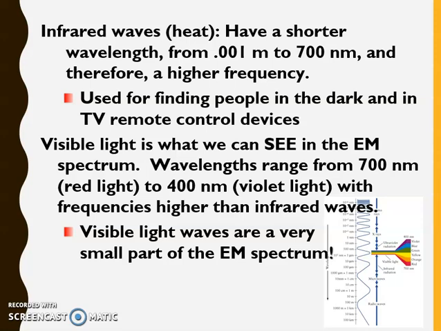Visible light is what we can actually see in the electromagnetic spectrum. So we can't see heat. We have to have an instrument that helps us with that. We can't see microwaves. Yeah, we can see the box or the appliance, but we can't see the actual waves within it. We can't see ultraviolet rays. So visible light is the wavelengths that we can actually see. So it's about 700 nanometers to 400 nanometers, and we'll talk about those in just a sec.